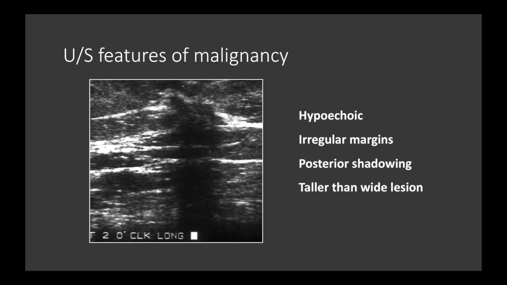Most breast tissue, when you put a transducer on it, will flatten out and compress, but a tumor is firm and won't compress and flatten like that. So they tend to be taller than wide.